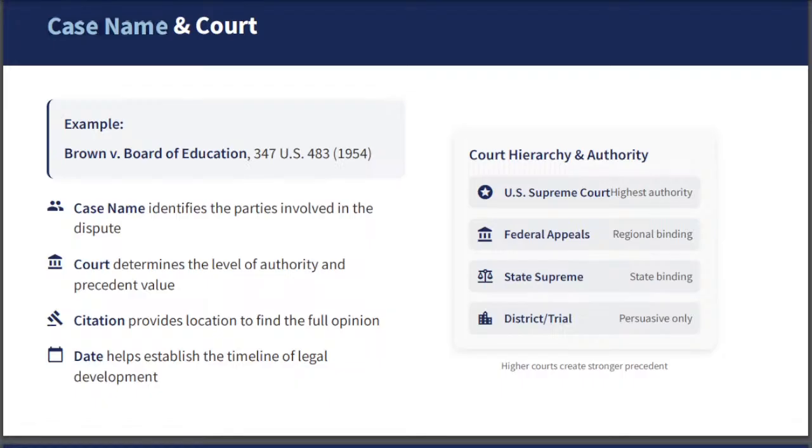Now we have the case name and court. Here's an example: Brown versus Board of Education, 347 U.S. 483 in 1954. The case name identifies the parties involved.